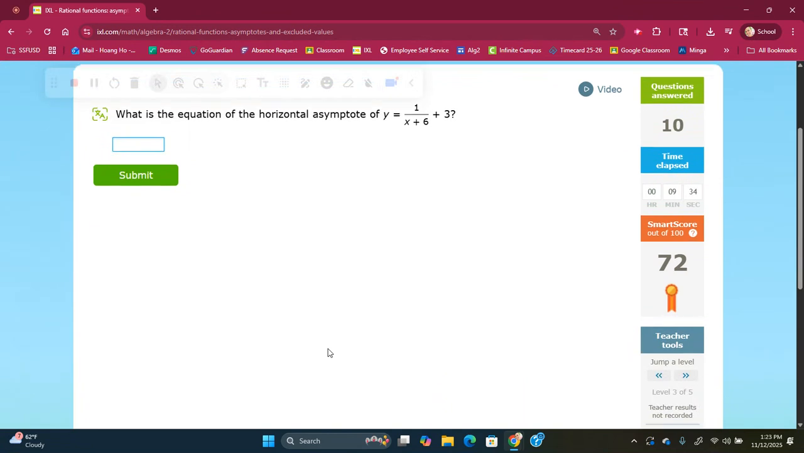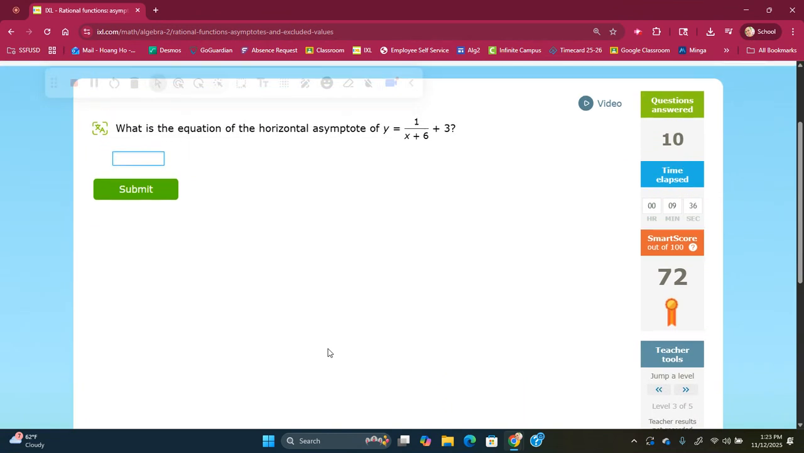Now they give you the function. They ask you to find the horizontal asymptote.